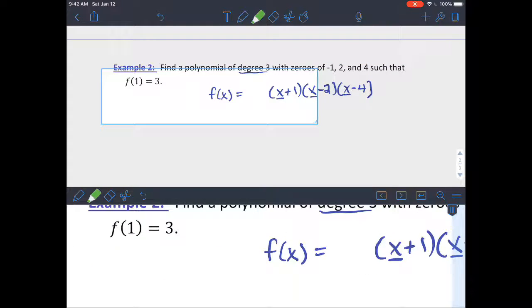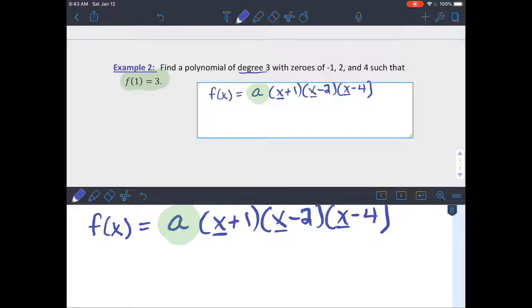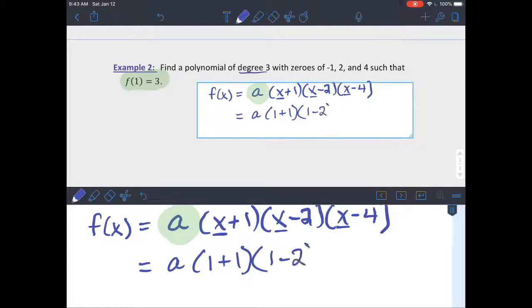Now when I plug in an x value of 1, I'm supposed to get 3 out. I'm not sure if that happens unless I possibly have some leading coefficient multiplied times all of my factors to ensure that I'm going to get 3 as a result. So let's solve and see if we need a coefficient there other than 1.